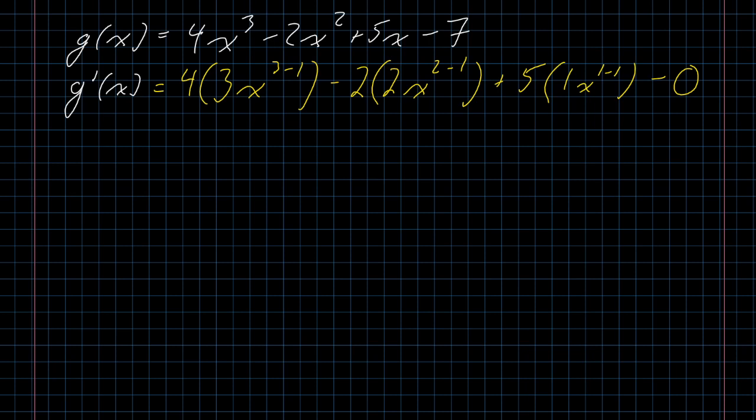But just a little bit more cleanup from here. 4 times 3 is 12. 3 minus 1 is 2. 2 times 2 is 4. 2 minus 1 is 1, and we generally don't write the power of 1, we just call it x. And 5 times 1 is 5, 1 minus 1 is 0, and again, x to the 0 is just 1. 5 times 1 is just 5, so we don't have to write anything else out.